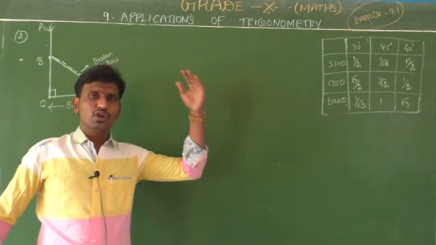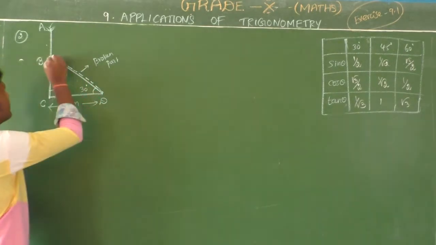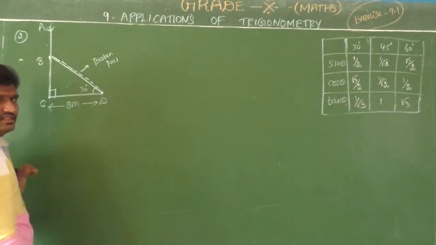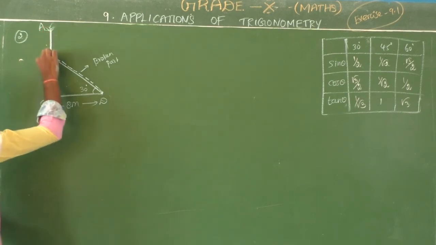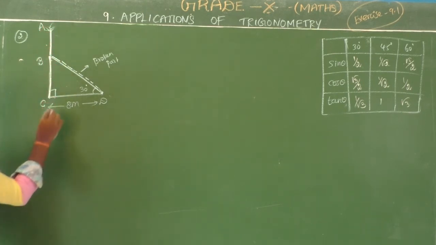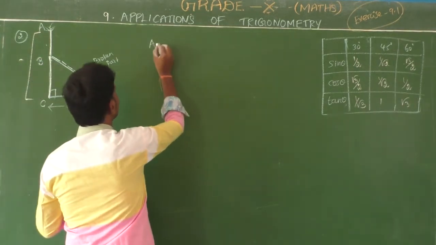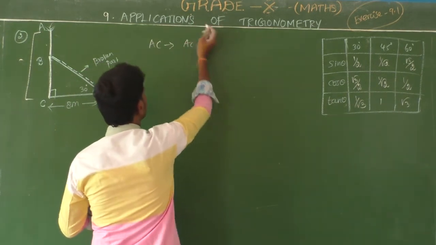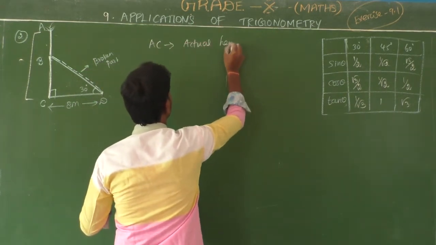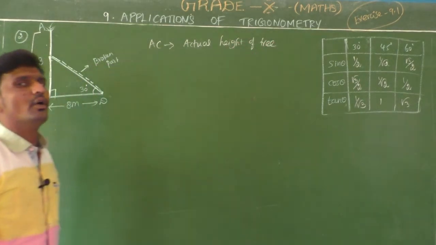See, ஒரு மரம் உடஞ்சி கீழே விழுந்துருச்சு. ஸோ இப்படி மரம் இருக்குன்னா உடஞ்சி இப்படி விழுந்துருச்சு. So the broken part touches the ground like this. So we need to find the value of AB and add it to the value of BC. So that is the actual height of the tree. Let AC be the actual height of the tree. That's only we are going to find.